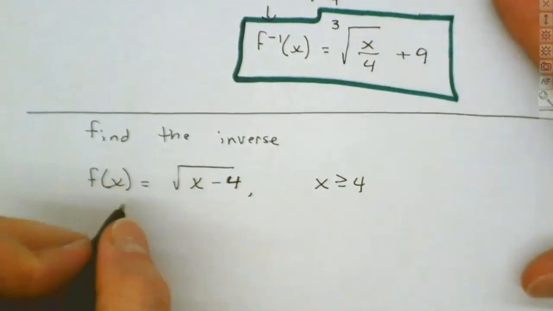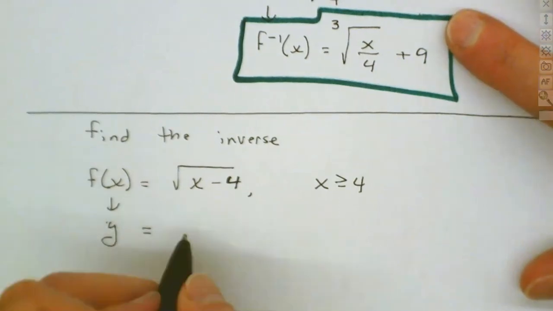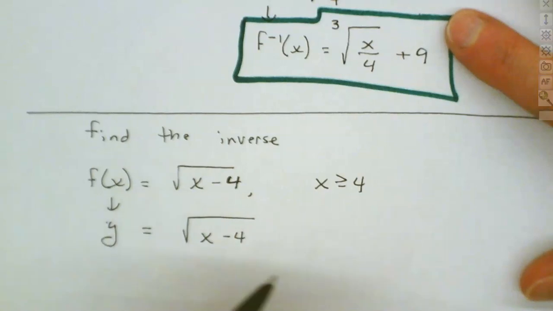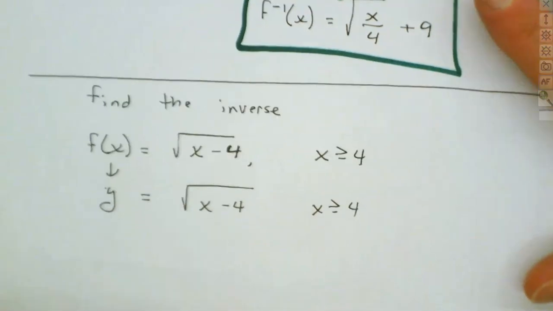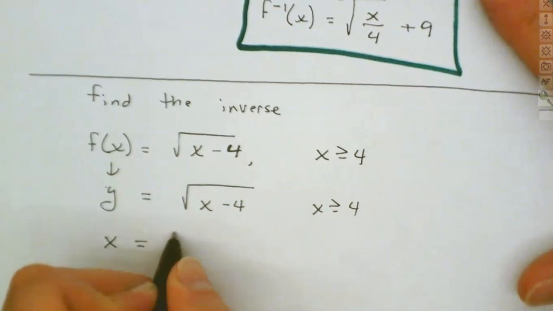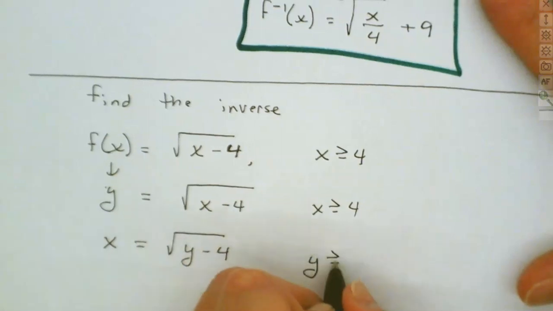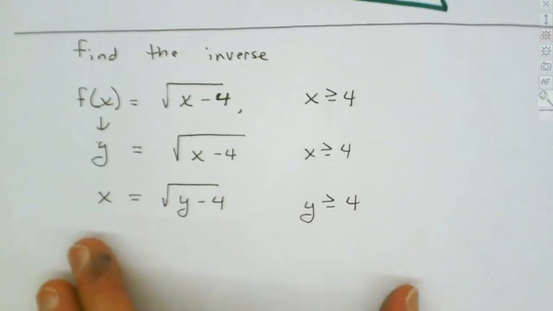So next, we're going to replace our f of x with the y. Now we're going to then switch them out. So x becomes y, y becomes x. So x now equals the square root of y minus 4, with y being greater than or equal to 4. Right? X and y become switched around. Now we can finish it.